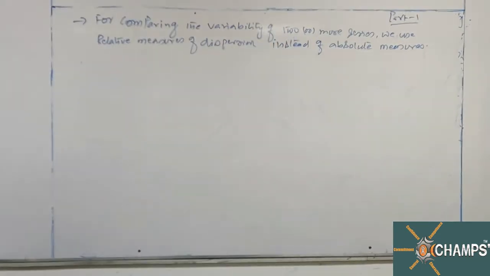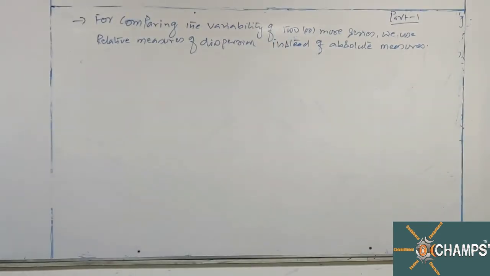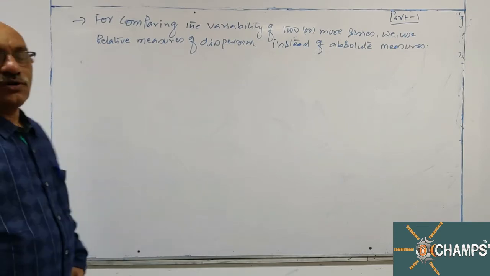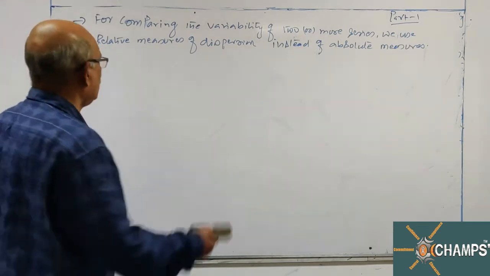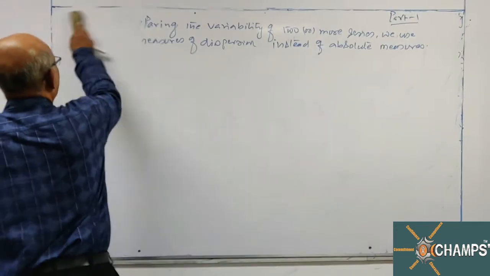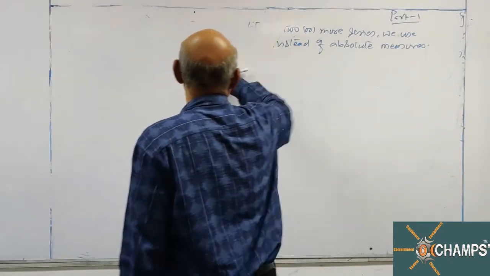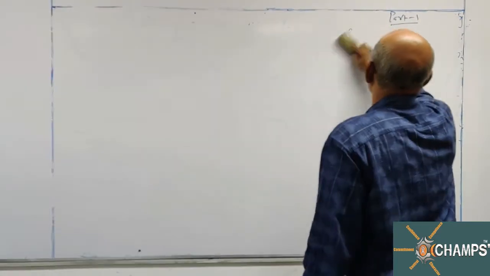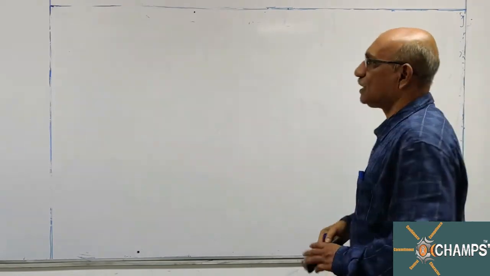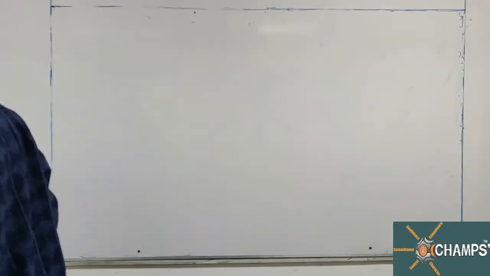Okay. Now let us discuss these measures of dispersion one after another, their characteristics, uses, and how to calculate them. First one is range.